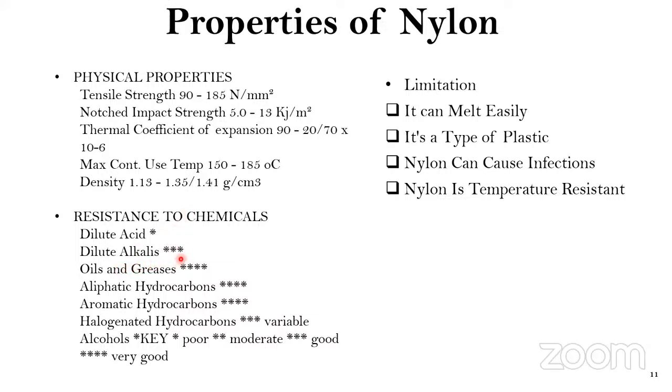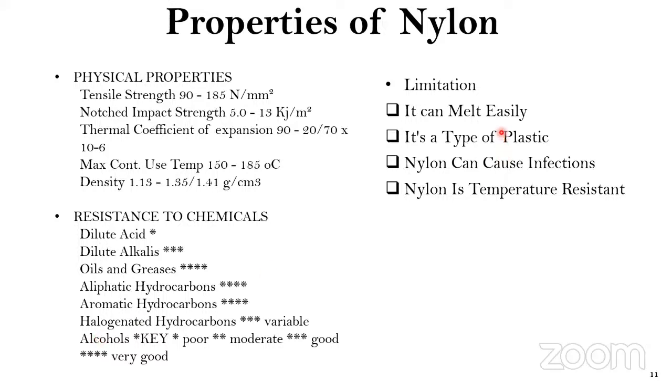To dilute alkali, they have quite sustained resistance. Oil and grease, they are quite resistant to oil and grease. That's why we are using this nylon in our gearbox, and also in bearings. Aliphatic hydrocarbons, they are resistant to these. Aromatic hydrocarbons also, they are resistant. Halogenated hydrocarbons, it depends upon what kind of halogenated hydrocarbons we are using. Alcohol, if we use methanol, ethanol, or isopropyl alcohol, they are resistant, but it depends upon what type of alcohol you are using.